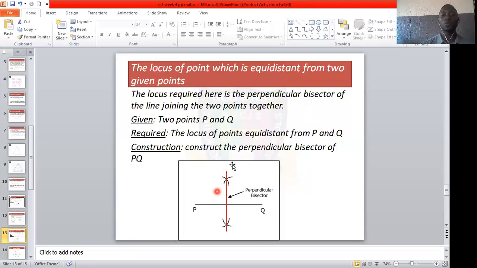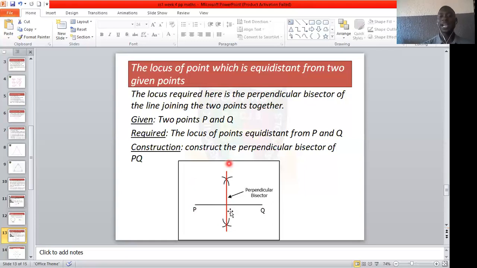So this forms the bisector. This is a 90-degree angle. If you measure it now, you see it's 90 degrees. So the locus required is the perpendicular bisector of the line joining two points together. What I mean is, look at this. If we label this place O, OP is equal to OQ. And let's label the point here as M. MO is the perpendicular bisector.